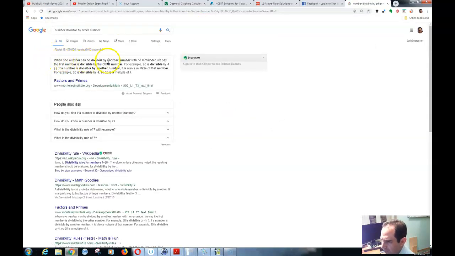When one number can be divided by another number with no remainder, we say the first number is divisible by the other number. For example, 20 is divisible by 4. If a number is divisible by another number, it's also a multiple of that number. For example, 20 is divisible by 4, and so 20 is a multiple of 4. Okay.